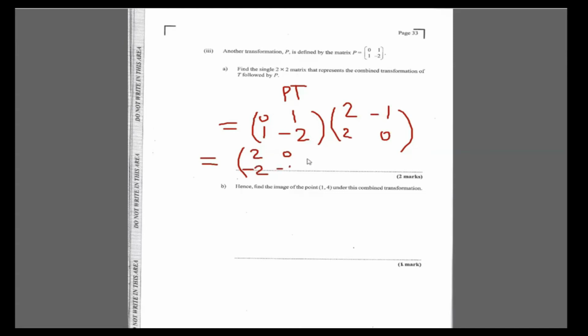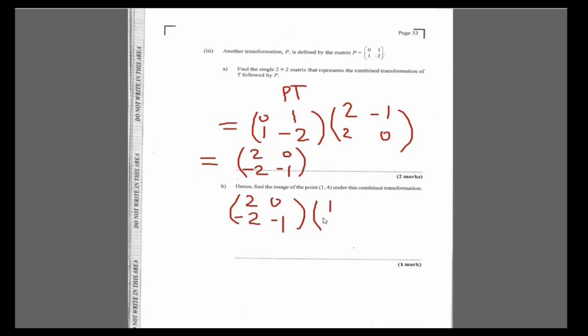So I'm getting 2, negative 2, 0, negative 1. That's the single transformation that I am getting. It says, hence find the image of the point (1, 4) under this combined transformation. All right, so the image of (1, 4) is, you're going to write down 2, 0, negative 2, negative 1, and it undergoes the transformation.